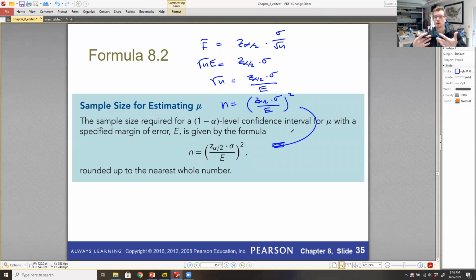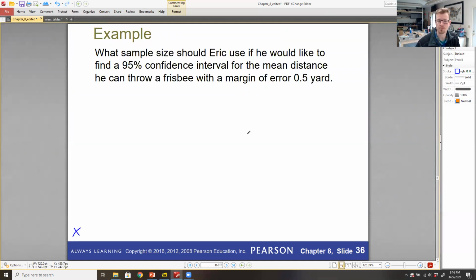Which means what for us? Well, if we know our confidence level and we know what error we desire and we know the population standard deviation, then we can plug those in and find what size sample is required for all of those things to be satisfied. In particular, if we want a specific error, we can find a specific n to make that happen. Okay, and we'll look at an example of that.